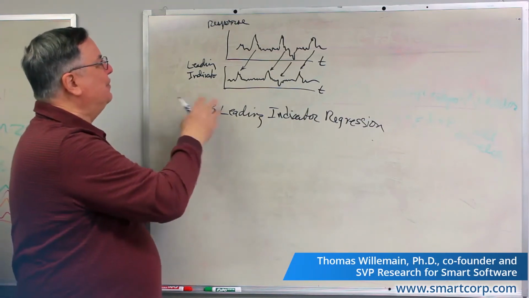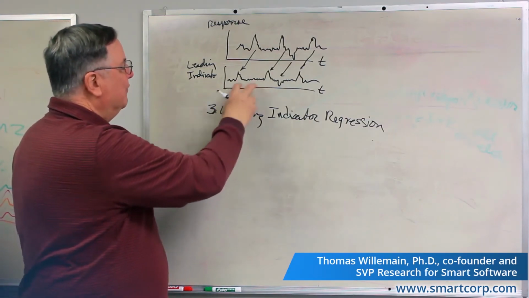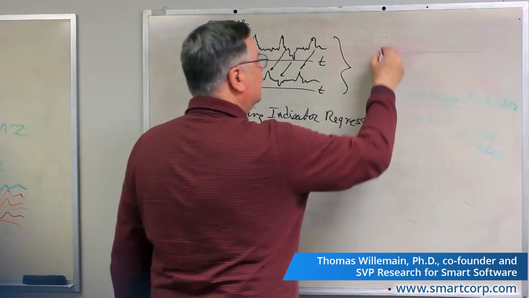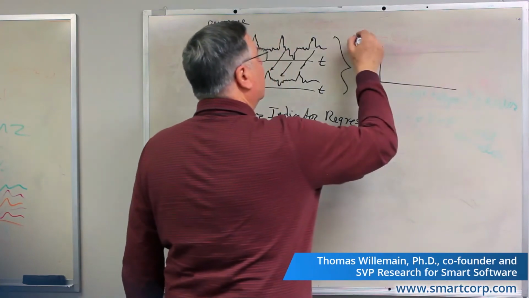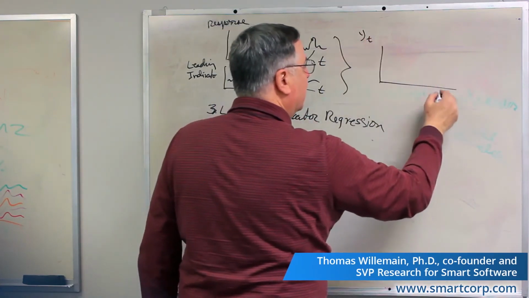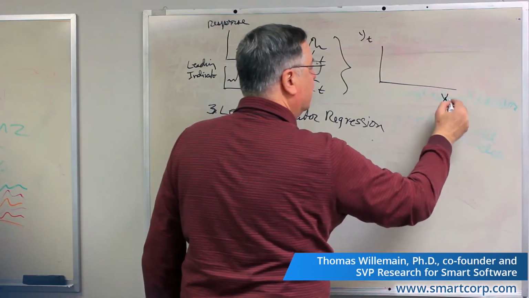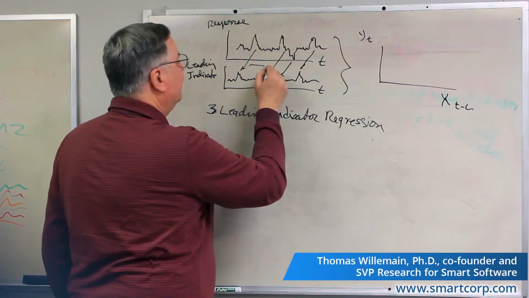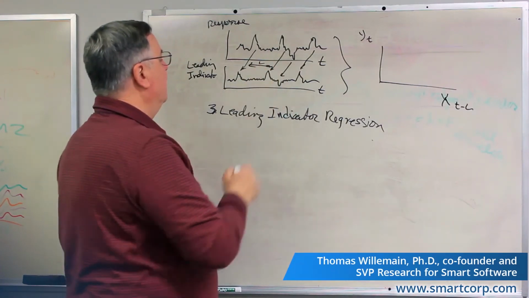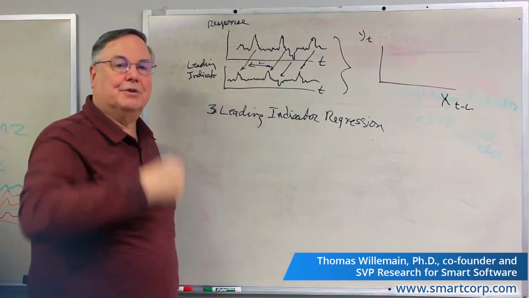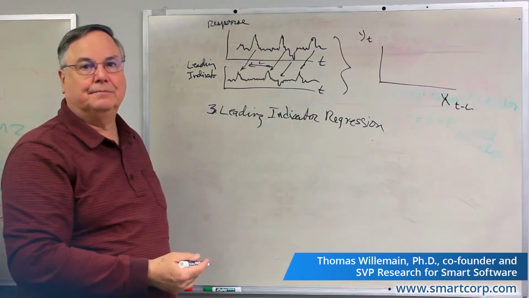So if you're in this situation, you've got a very useful leading indicator, and if you convert these into a scatter plot, it would be y at time t and x at time t minus L, say, for the lag, where this is the lag, L. Maybe the leading indicator changes and 3 months later there's a response in your sales.